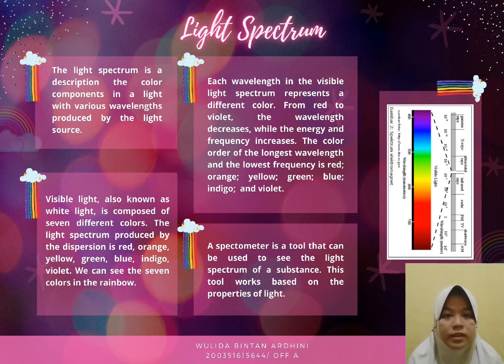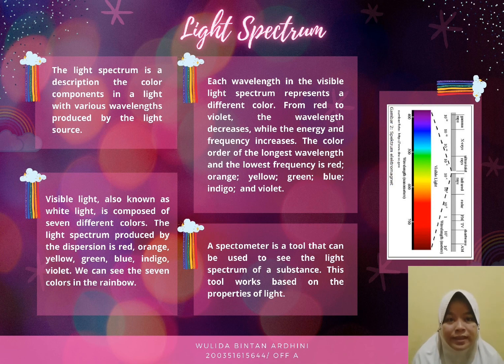violet. The wavelength of light is inversely proportional to the frequency, that is, the greater the wavelength, the lower the light frequency. Violet has the shortest wavelength with the highest frequency and has the most energy. Meanwhile, red has the longest wavelength with the lowest frequency and the least energy.